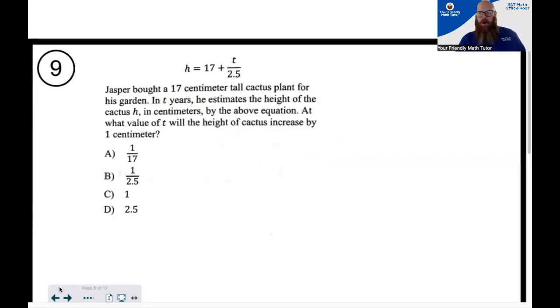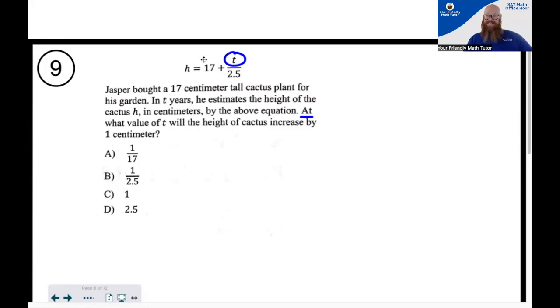Okay, moving on to number 9. I want to try to do this without reading much of the problem. So let's just go right to the question. At what value of t will the height of the cactus increase by 1 centimeter?